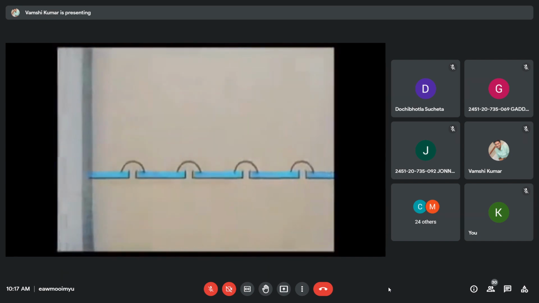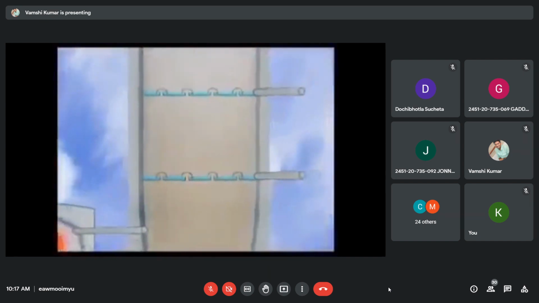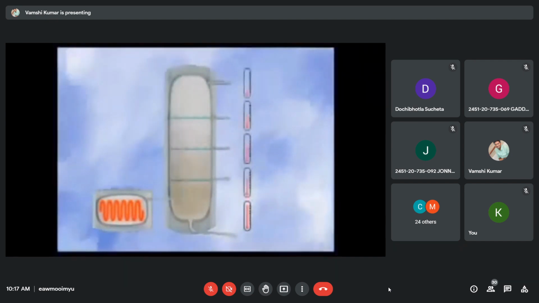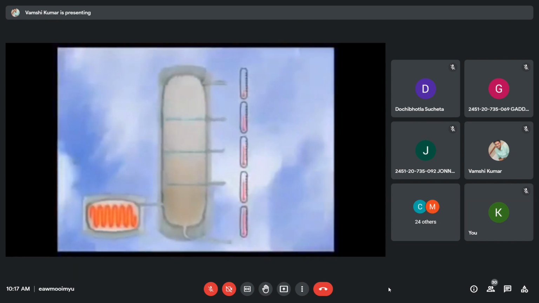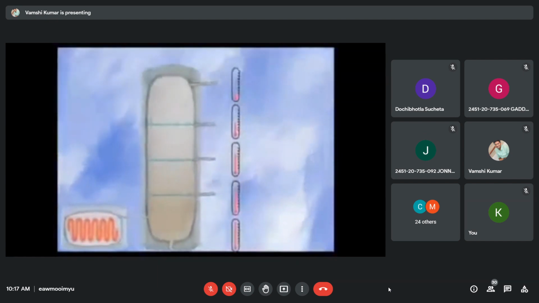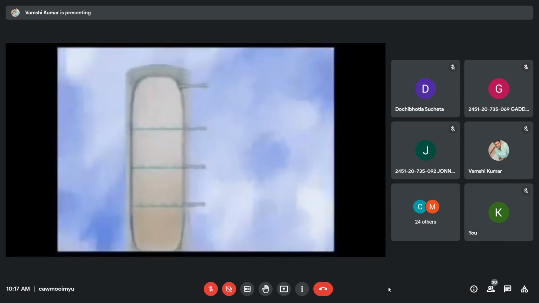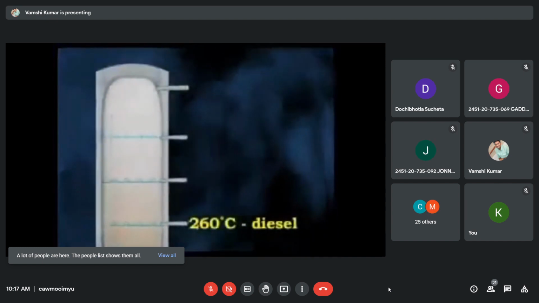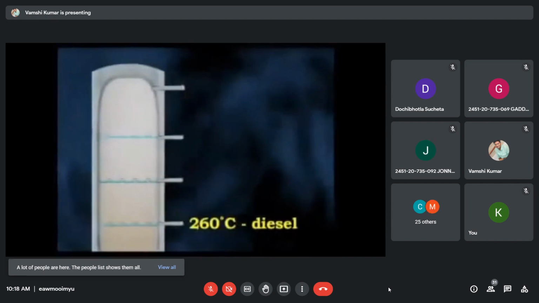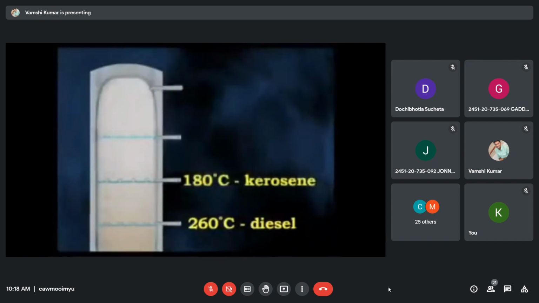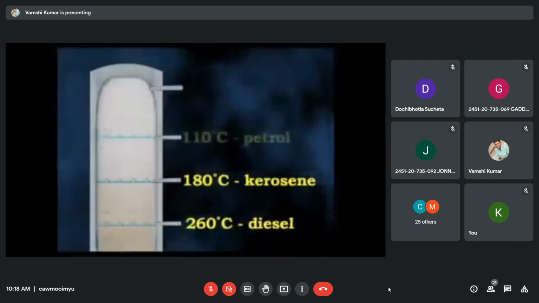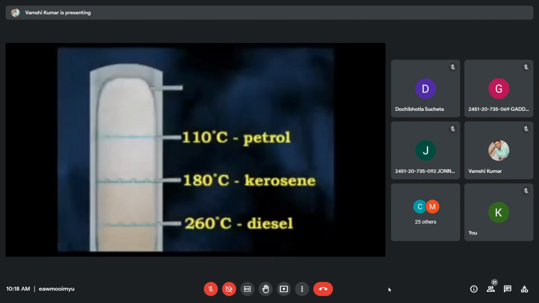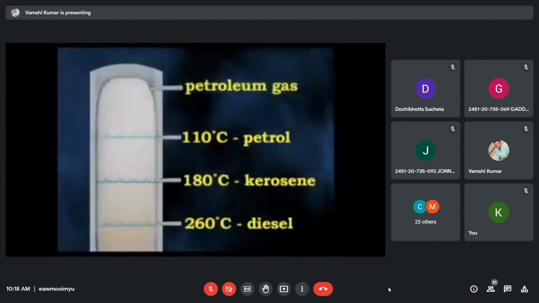Different hydrocarbons condense out of the gas cloud when the temperature drops below their specific boiling point. The higher the gas rises in the tower, the lower the temperature becomes. The precise details are different at every refinery and depend on the type of crude oil being distilled. But at around 260 degrees, diesel condenses out of the gas. At around 180 degrees, kerosene condenses out. Petrol, or gasoline, condenses out at around 110 degrees, while petroleum gas is drawn off at the top.